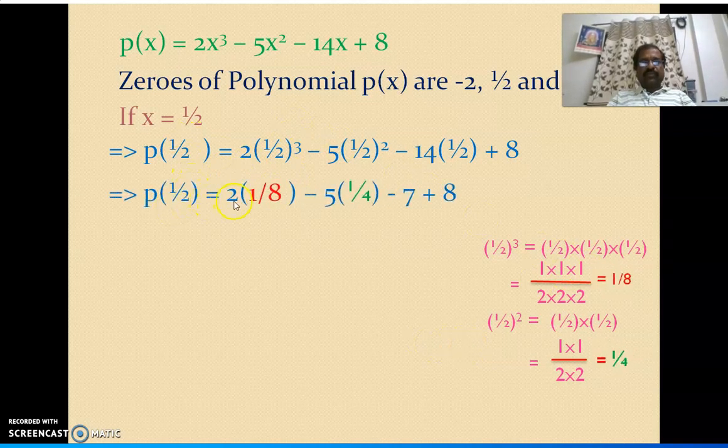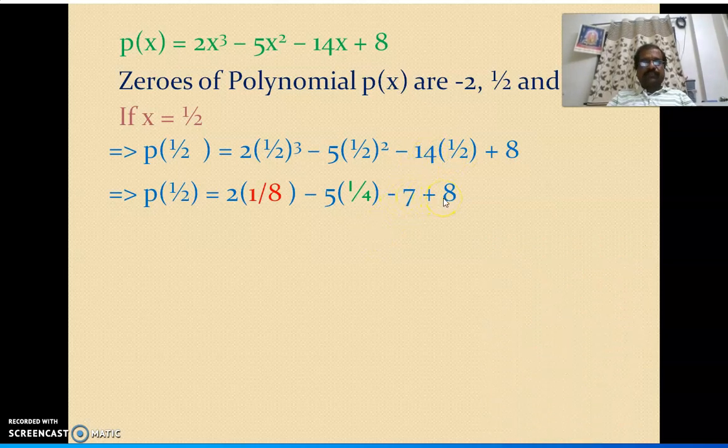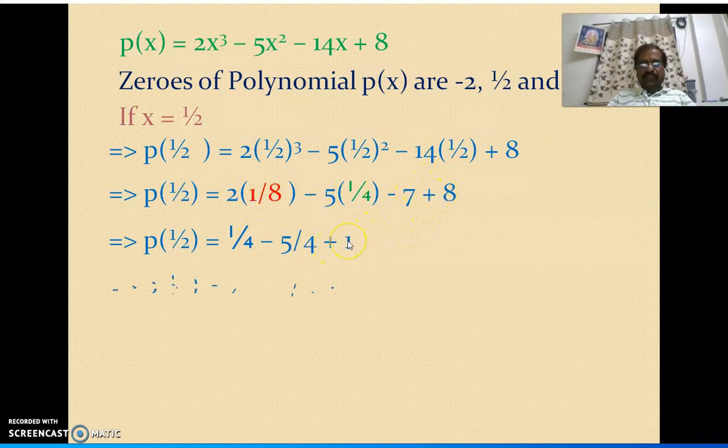So P of 1 by 2 is equal to 2 into (1 by 2) whole cube minus 5 into (1 by 2) whole square minus 14 into 1 by 2 plus 8. That is 1 by 8 times 2, which is 1 by 4, minus 5 by 4, minus 7 plus 8, which is plus 1. So this is 1 by 4 minus 5 by 4 plus 1.